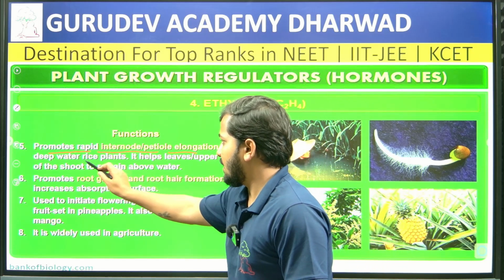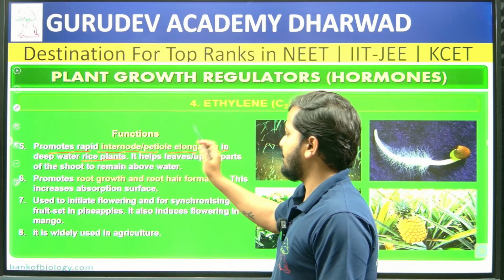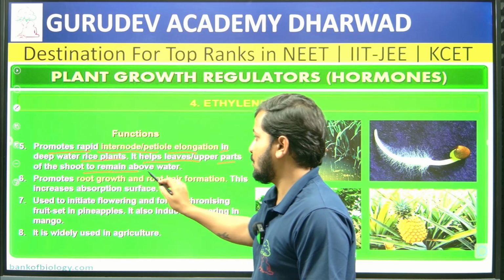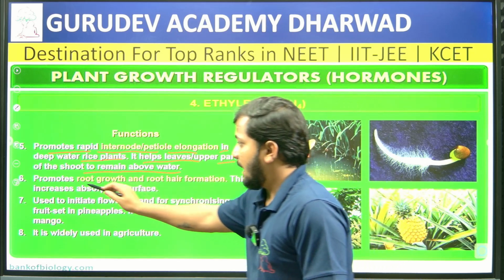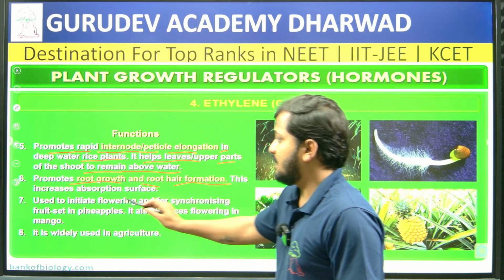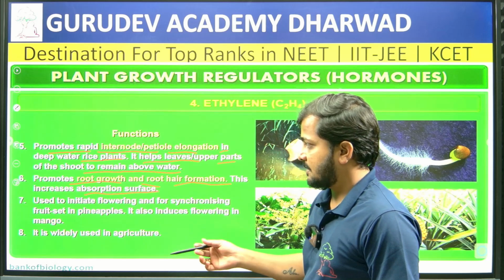In deep water rice plants, you will find internode and petiole elongation. It helps the leaves and upper parts of the shoot to remain above the water, and again promotes root growth and root hair formation. This increases the absorption surfaces, right?